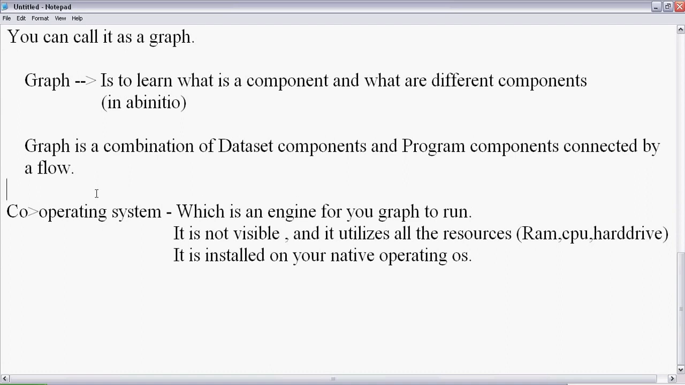So what is the cooperating system? The cooperating system is an engine for your graph to run. It is not visible and it utilizes all the resources like RAM, CPU, and hard drive. It is installed on your native operating system.